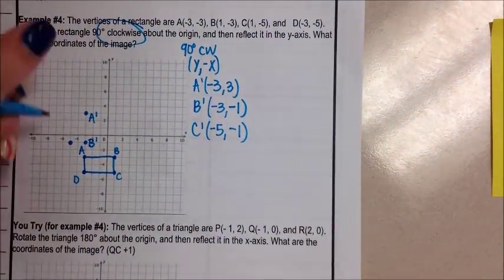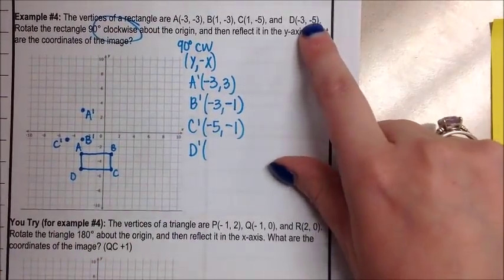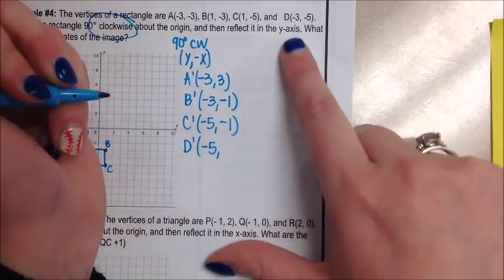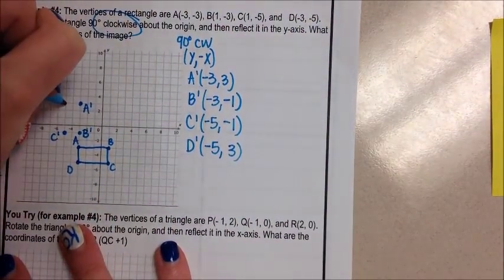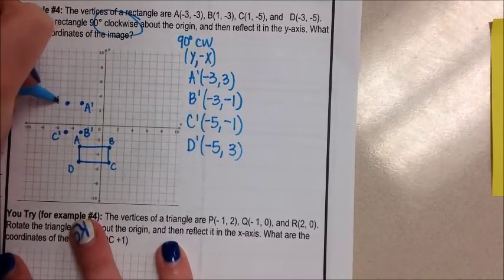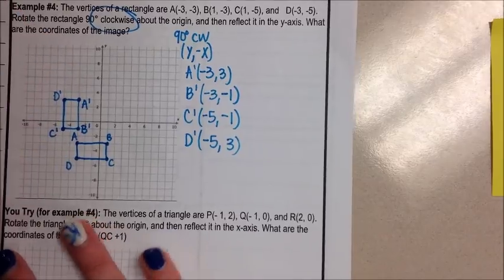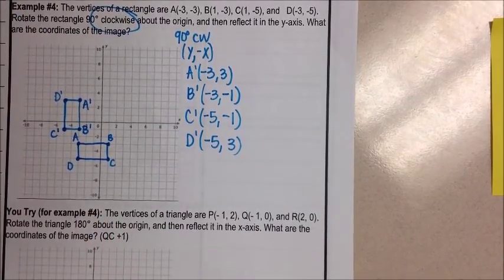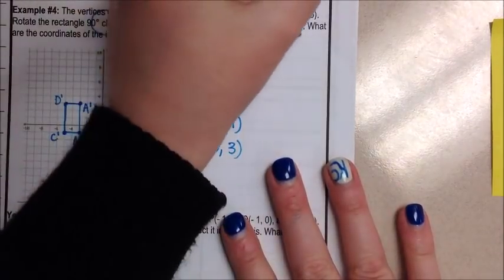And then I hope we can see where D prime is going to be, but let's just look at this. Okay, so my y stays the same, and my x becomes the opposite, which would be negative 5, 3. Okay, so there's my D prime. Okay, so that's just the 90-degree rotation. Okay, so now I have to reflect over the y-axis.